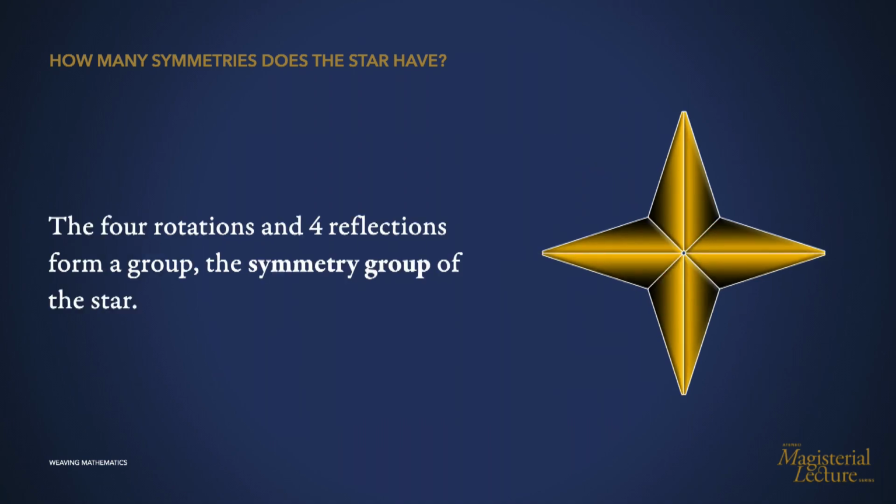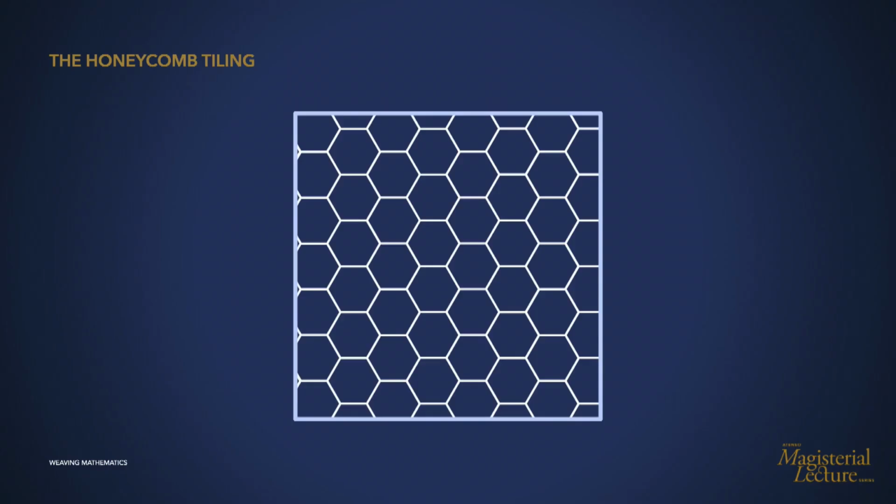So if we take the 4 rotations and the 4 reflections all together, these form what we call the symmetry group of the pattern. And in higher mathematics, this symmetry group of the star is called the dihedral group of 8 elements. So now let us consider this tiling consisting of hexagons, otherwise known as the honeycomb tiling. Let us imagine that it extends indefinitely on the plane. It fills up the screen of, say, your computer or your laptop.